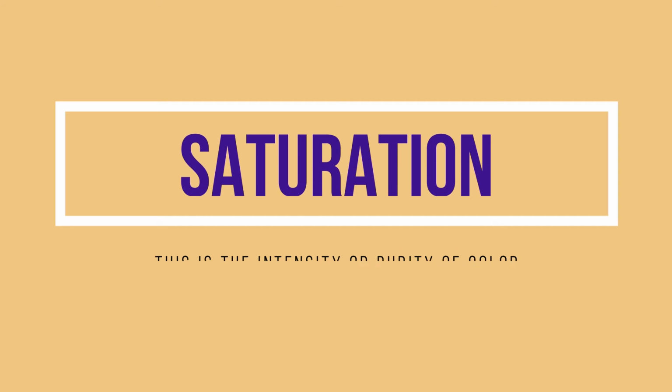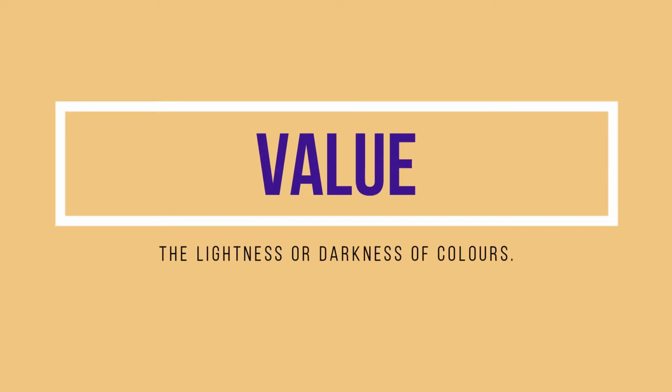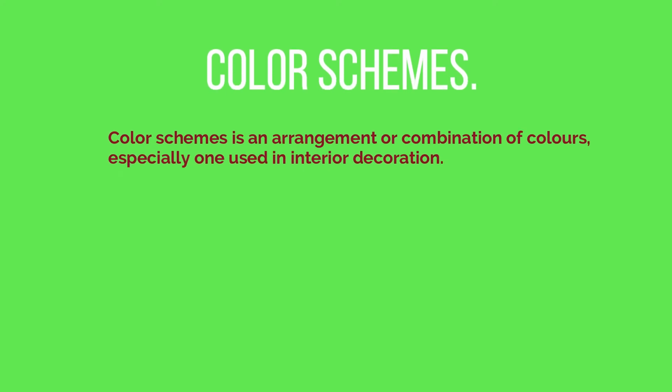The number four is saturation. This is the intensity or the purity of a color. And the number five is the lightness or darkness of color, which is value. Now let's go to color schemes. What is color schemes?